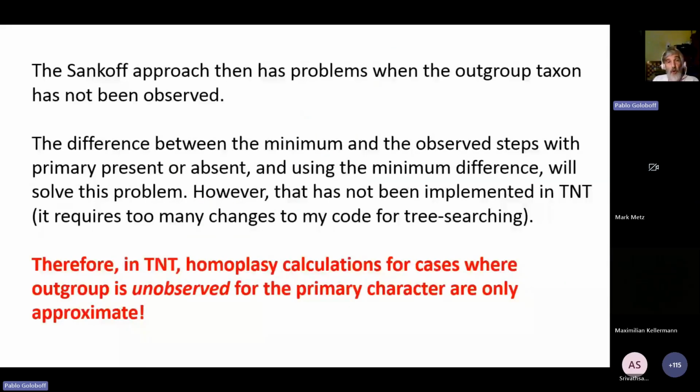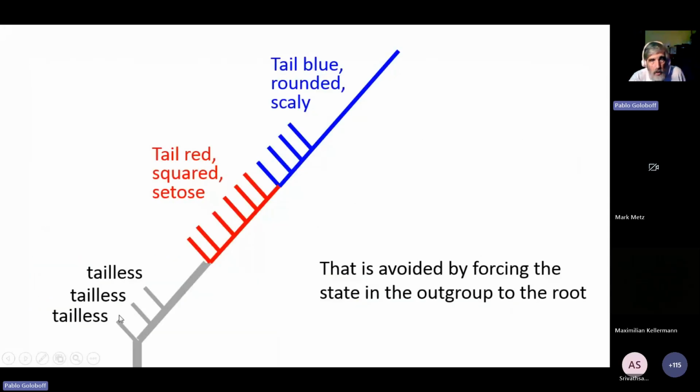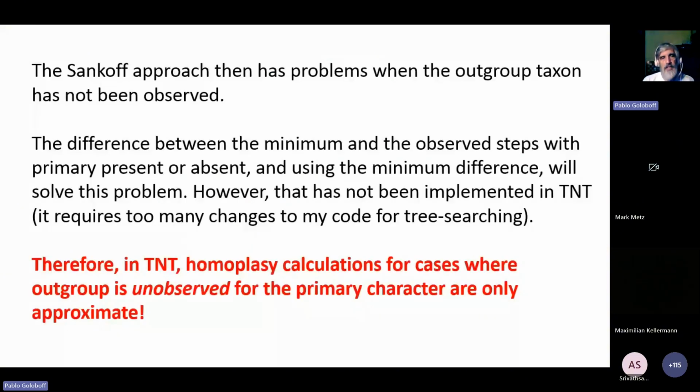So the Sankoff approach, when does it have problems in the implementation in TNT? When you have not seen the outgroup taxon. Because in this case, I know it has a tail, or I will know that the tail is red and squared and with toes. But if I have not been able to observe the character in that taxon, then the evaluations of homoplasy in the implementation I have are going to be approximate.